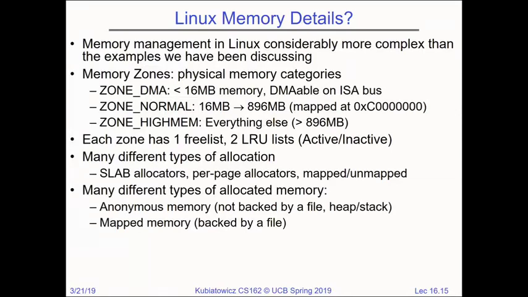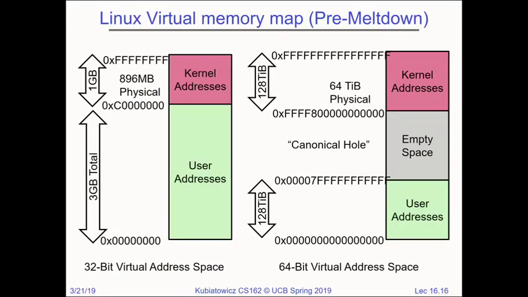Anonymous memory is memory that's not backed by a file, but is backed by the swap space. There's mapped memory, which is actually mapped by a file. So mmap is something we'll probably talk about next time, and they're going to talk about it in section as well. There are allocation priorities of various types. If you were to actually look at the memory allocator in Linux, you'd see some pretty interesting details in there, some of them historical, some of them not.